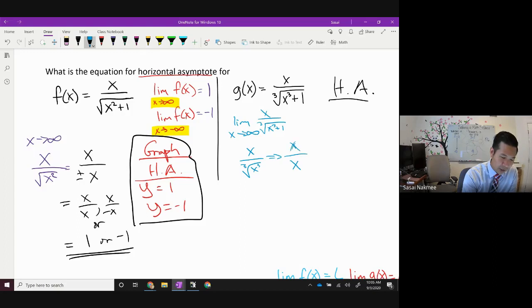Now, why is the cube root of x cubed just x, whereas the square root of x squared was plus or minus x? That goes down to, like I'm telling you, you've got to know these rules.